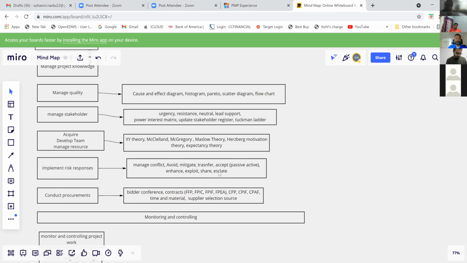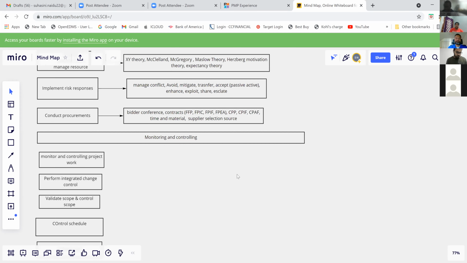So conduct procurement. When we do that, we have a bidder conference. We identify which contract will be suitable. And then there are different types of contracts: FFP, FPIC, FPIF, FPEPA, CPFF, and time and material, and supplier selection. Then we will go to monitoring and controlling.